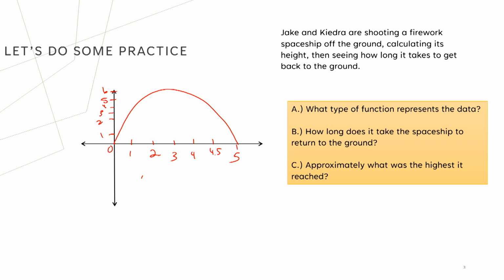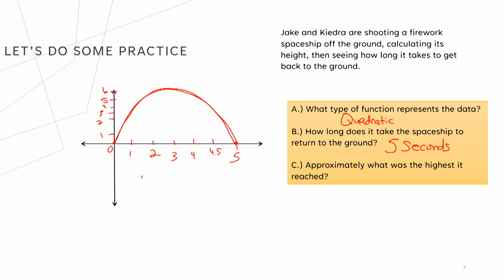So then it says what type of function is represented by the data. Well, obviously, we've got a quadratic. I mean, this is bar none quadratic. How long does it take the spaceship to return to the ground? Well, it starts over here where they light it, and then it goes up and up and up, and then about 5 seconds it's back to the ground. So I would say 5 seconds.